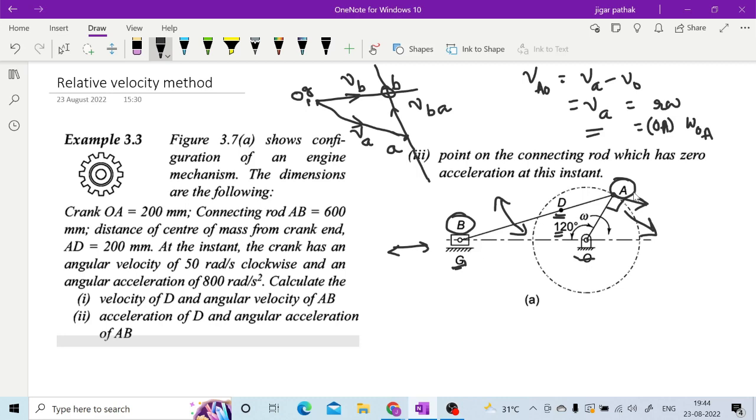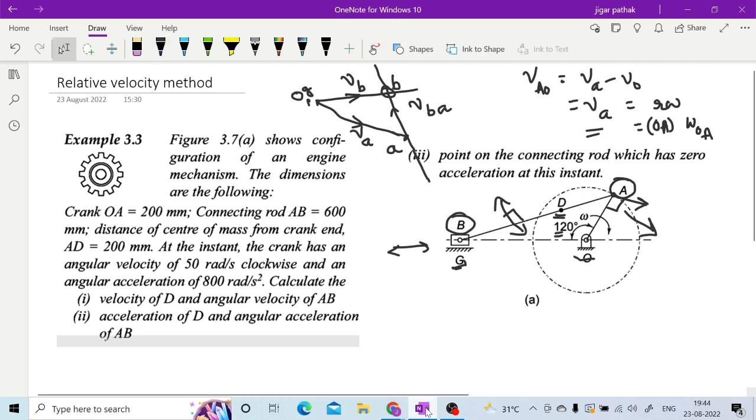Sir, direction of VBA will be perpendicular to AB, link AB? Yes. It will be perpendicular to link AB. As here it is perpendicular to link OA, here it is perpendicular to link AB. Okay, sir, thank you.